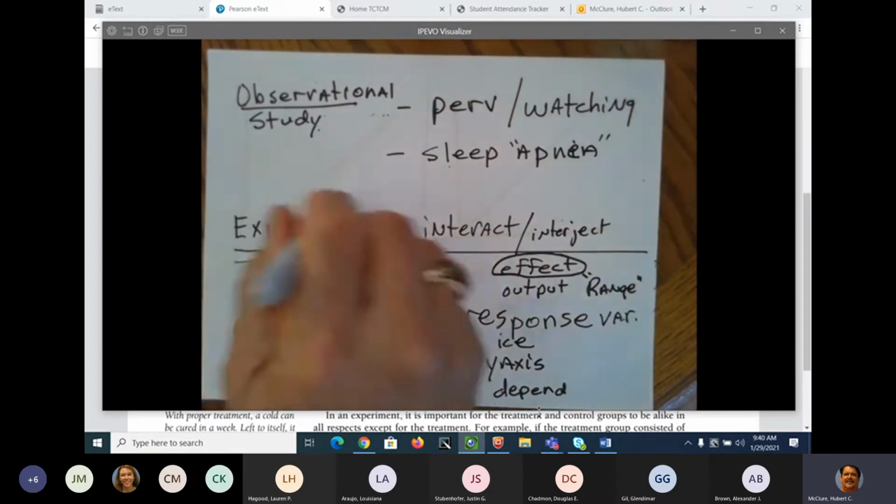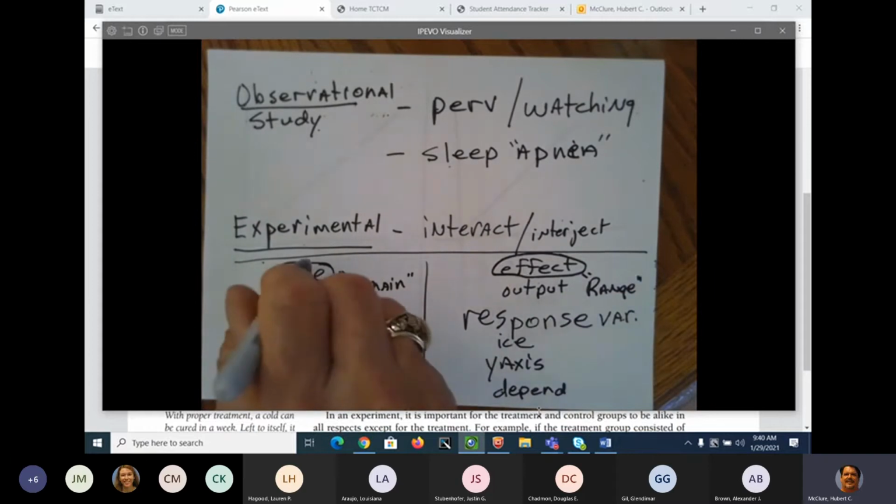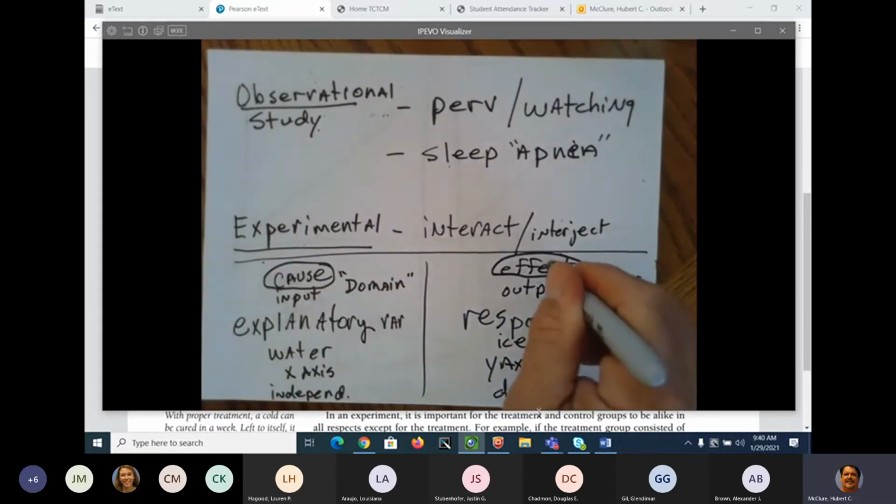Also, when you're talking about an experiment, what are the outcomes and what causes the outcomes? And that's these two guys, cause and effect.